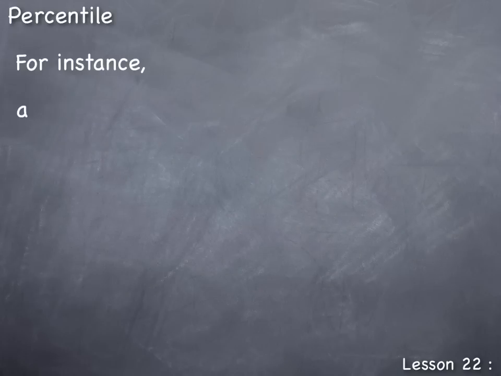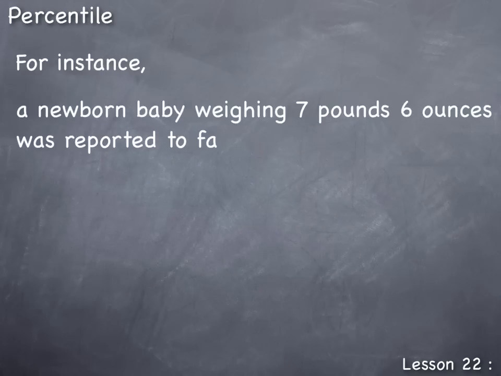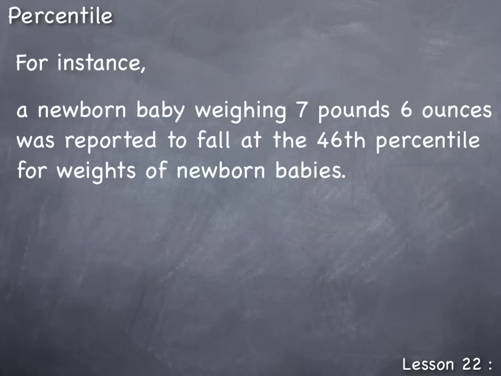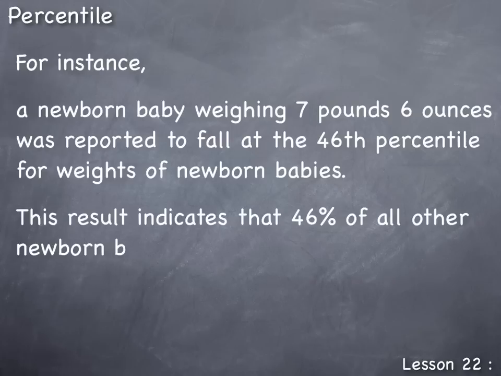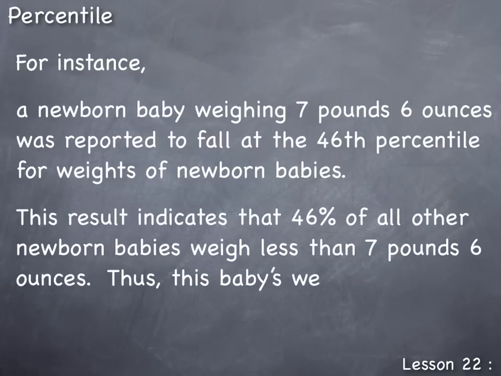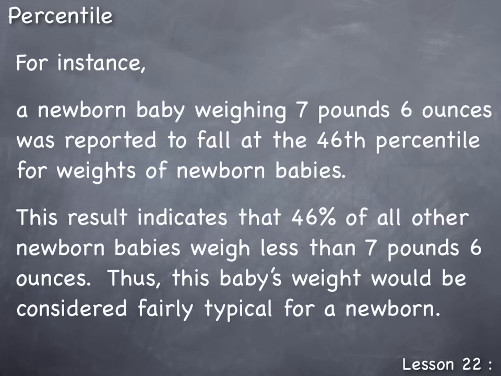For instance, a newborn baby weighing 7 pounds 6 ounces was reported to fall at the 46th percentile for weights of newborn babies. This result indicates that 46% of all other newborn babies weigh less than 7 pounds 6 ounces. Thus, this baby's weight would be considered fairly typical for a newborn.